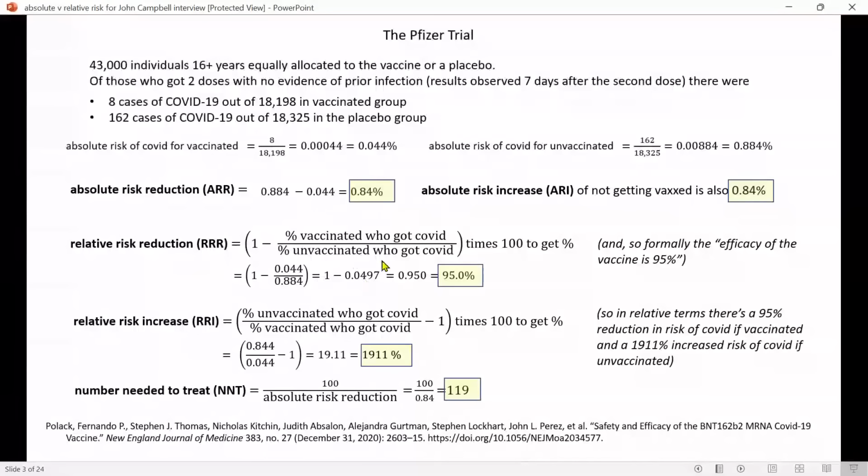You can also look at the relative risk increase, which incidentally, they could have been even more deceitful. They could have given the relative risk increase, which is actually almost 2,000%. But it still doesn't change the fact that the absolute risk increase is less than 1%. And of course, the number needed to treat is just 100 divided by that absolute risk reduction, 0.84%, and that's where you get the number 119.